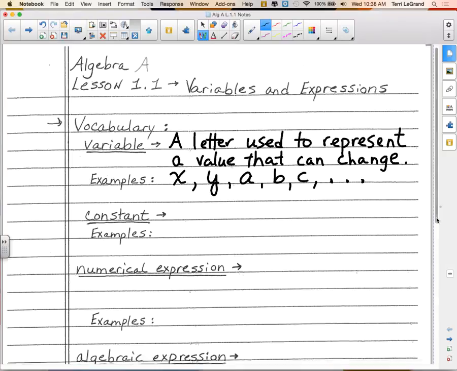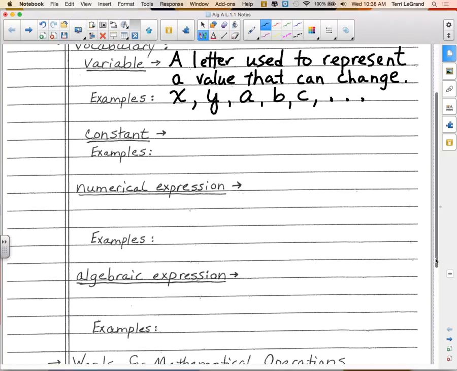Okay, a constant. Anybody think they've got the definition down for constant yet? Notice I didn't have you open your book yet because I thought maybe you would have some of these memorized already. No? Constant. If something is constant, it does not do what? It does not change. Okay, so a value that does not change. A value that does not change.